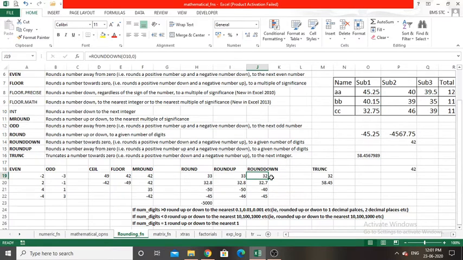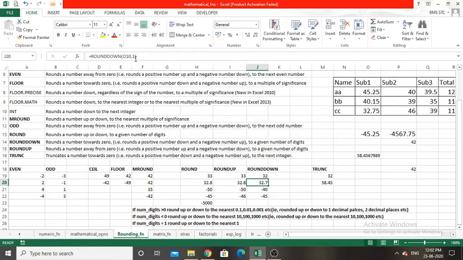Round down function will always perform a round down, which will consider only the number which is less than the passed number. So here our passed number was 32.75. So which is the number which is less than 32.75? Which is 32 or 31 or 30, like that, right? So then it will consider the decimal, the num digit value, which is 0. So it tells that I don't need the decimal part. So it will perform a round down on 32.75, which is 32.